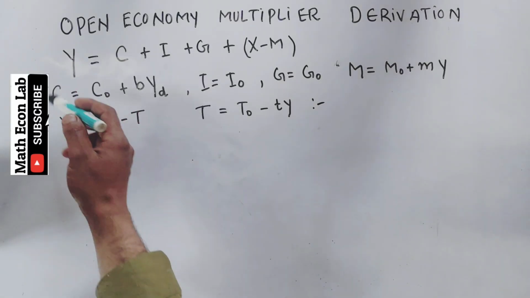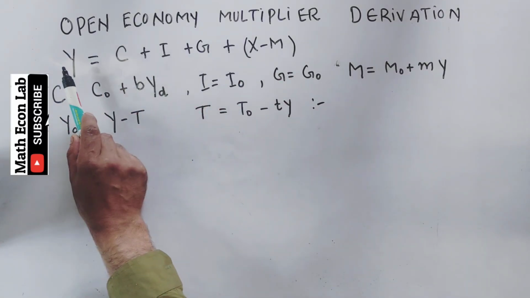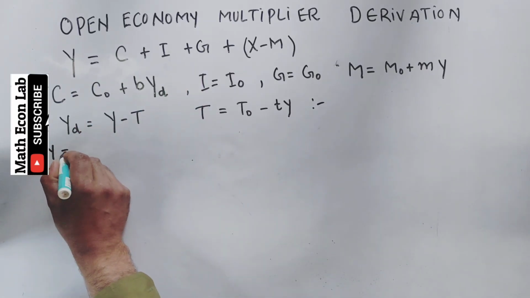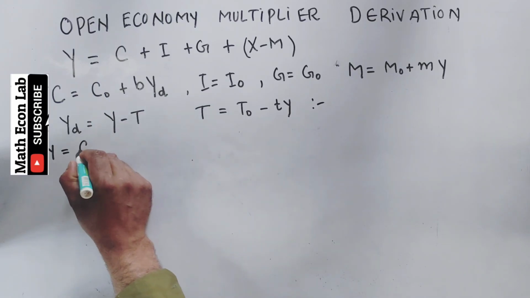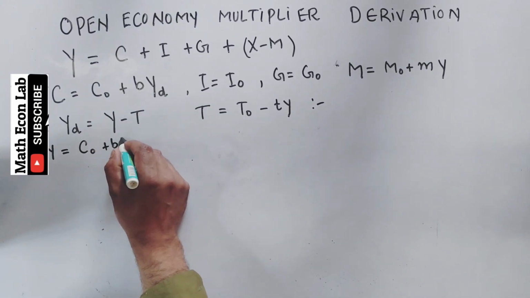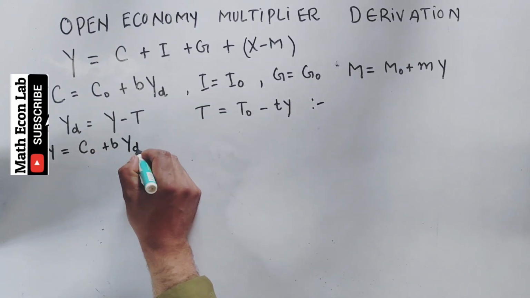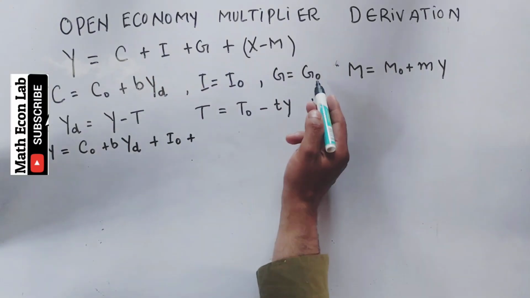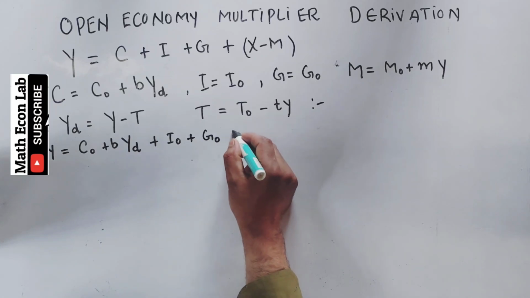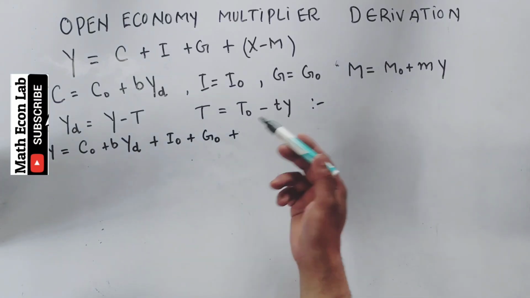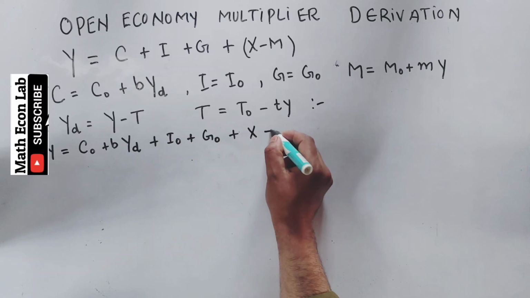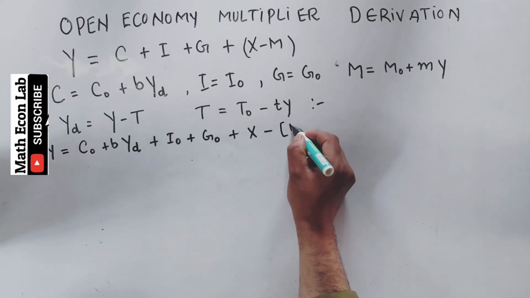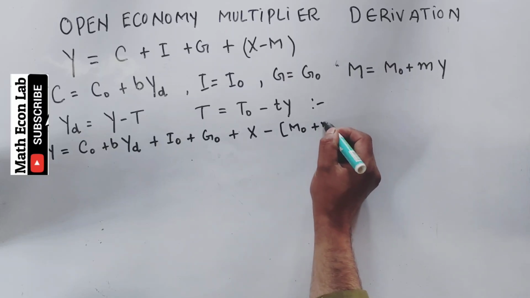Since we know that at equilibrium our total income is equal to the expenditure, let's rewrite it here. So our Y will be equal to C, which is given as C naught plus marginal propensity to consume times Y subscript D, which is disposable income, plus investment, which is autonomous, I naught, plus government spending, which is also autonomous, G naught, plus exports X, minus the imports. So imports is M naught plus m times Y here.